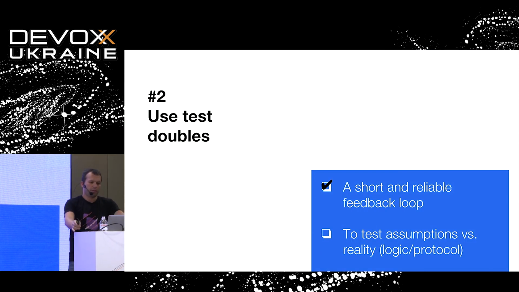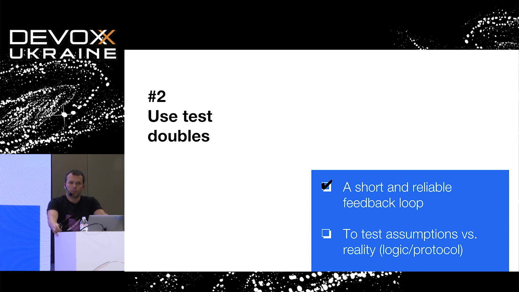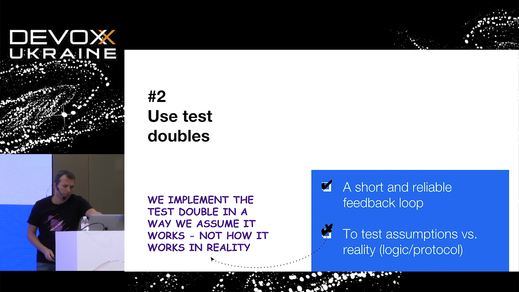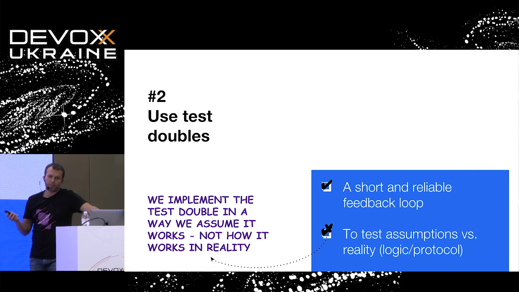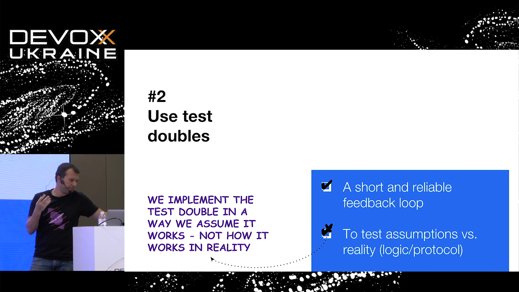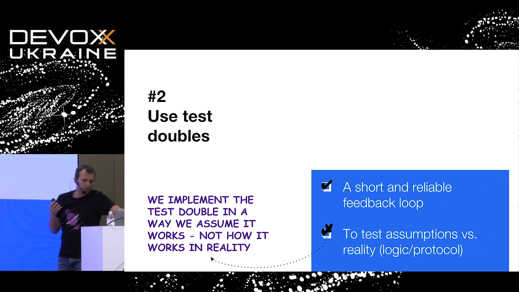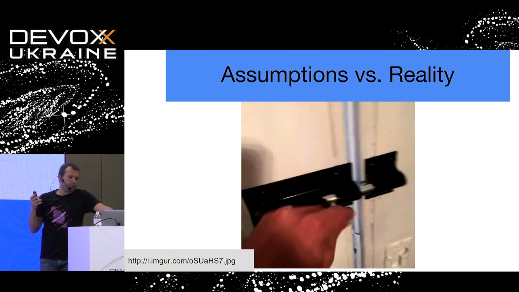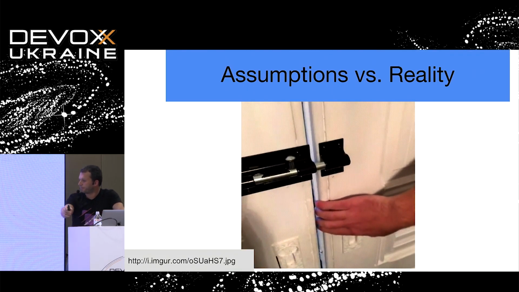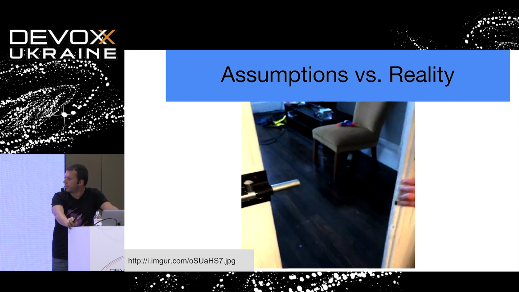So what do we get here? We do get a short and reliable feedback loop. Okay, it all works locally, works great. But we implement the test double in the way we assume it works, not in the way it works in reality. And the problem with that is that you're going to get something like this.